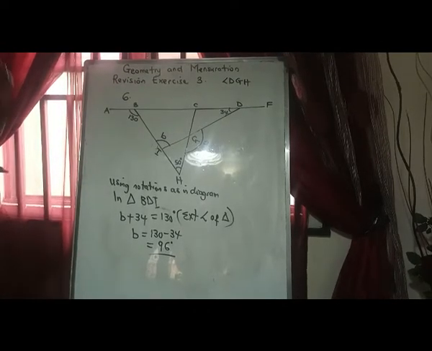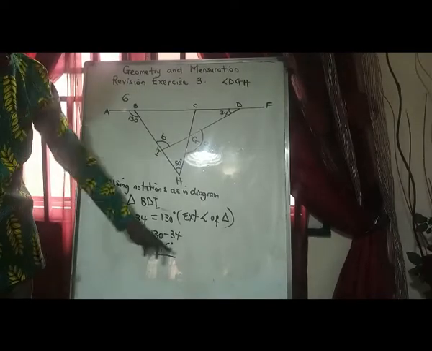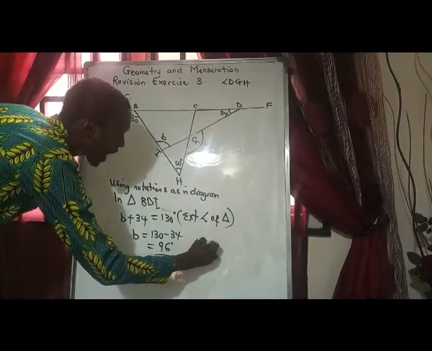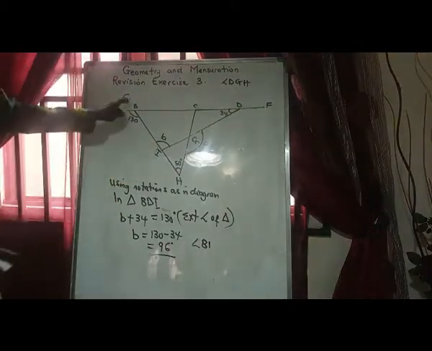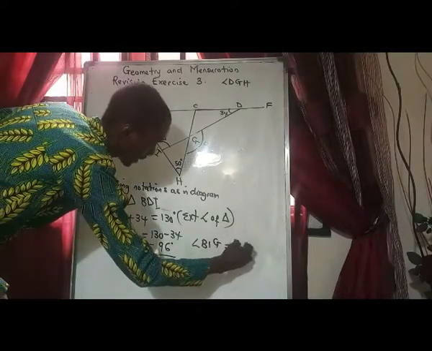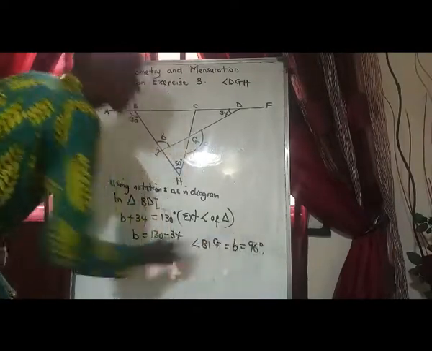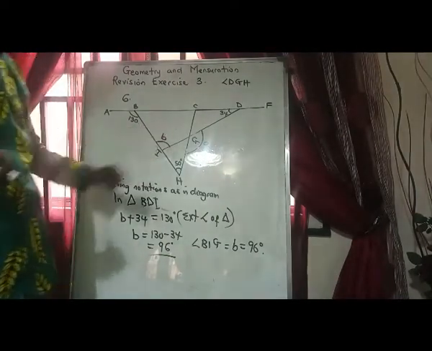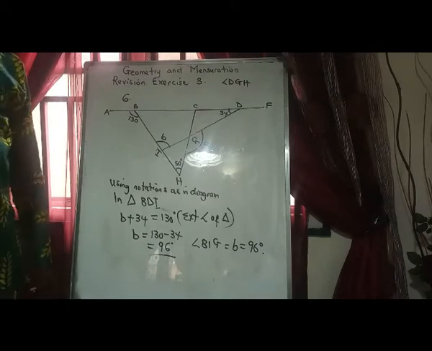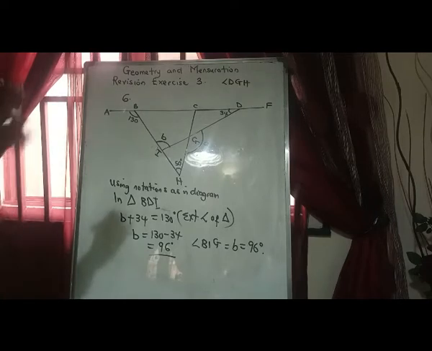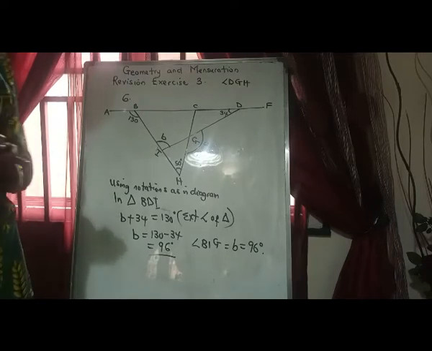But there's something you need to do. It was I who said B is equal to this, so I need to tell my examiner that angle BIG will be equal to B, and that is equal to 96 degrees. It's important that I tell my examiner that I said B using notations as in diagram, so in writing my final answer, I must go back to put my answer in the way the examiner has expected me to do so. So that takes care of the first question there.